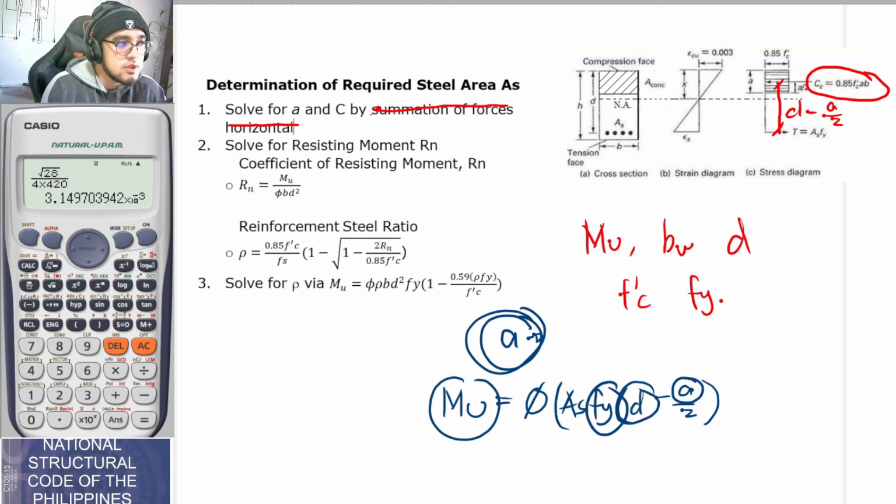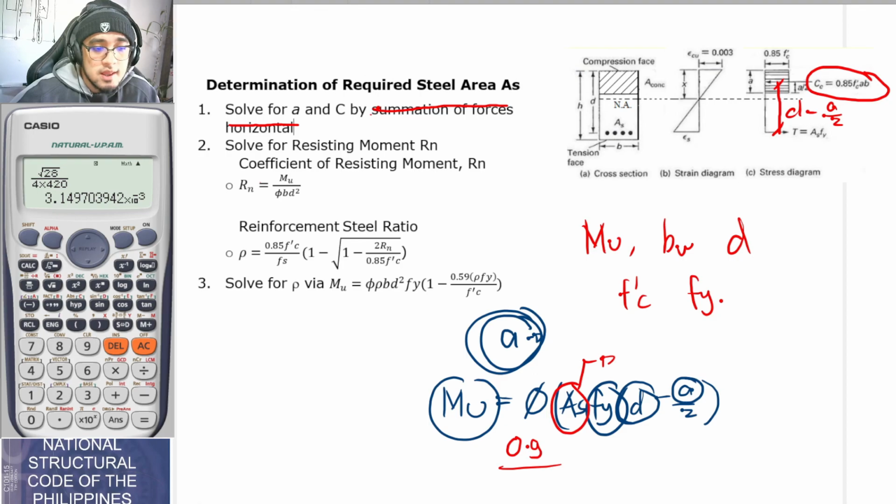So the only unknown here is AS. AS naman talaga yung nahanap natin, so we can already solve for AS. But we have a catch here. A while ago, we assumed that the value for phi is equal to 0.9. And ulitin ko lang, this is just an assumption.